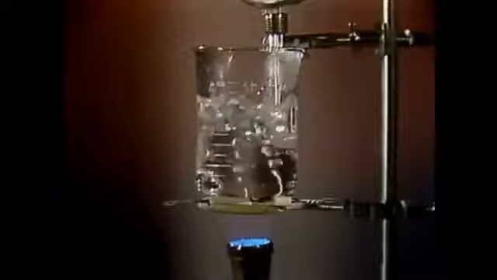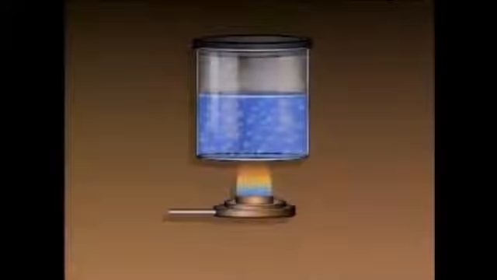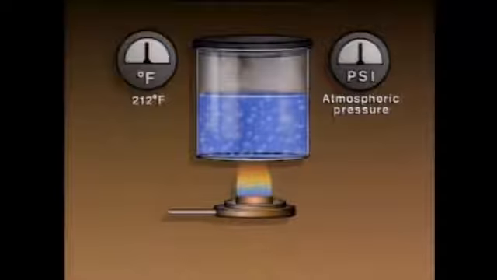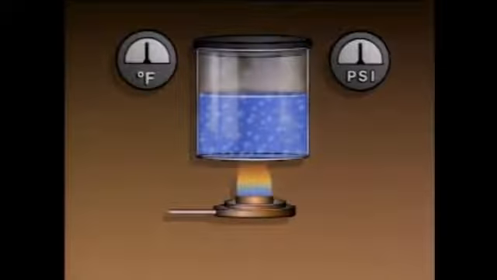To show how temperature and pressure affect boiling points, we'll use water as an example, but the same basic principles apply for all liquids. The boiling temperature of water is different at different pressures. For example, at atmospheric pressure, water boils at 212 degrees Fahrenheit. But at pressures lower than atmospheric, the boiling temperature decreases. At pressures above atmospheric, the boiling temperature of water increases.